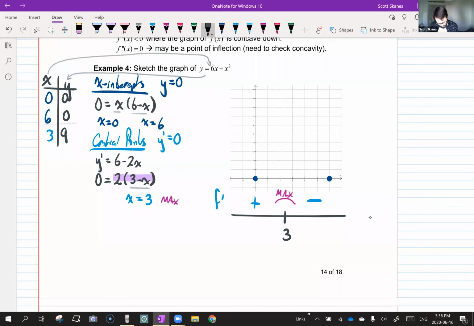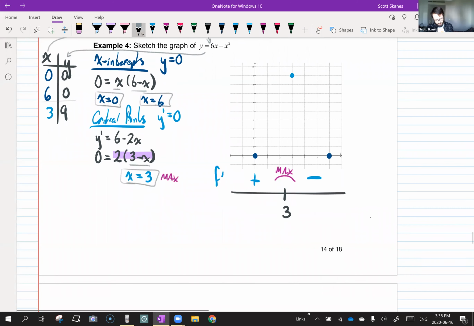You have 9. So we can already write 3 and 9 on the curve. So it's very easy to write this curve. I can pretty much guess already that it's going to be like that. I mean, it's probably going to be this. This is a simple function, so it's easy to tell. But before I do anything else, I'm going to circle my x-intercepts and box my critical points.